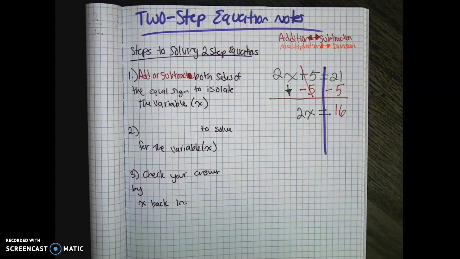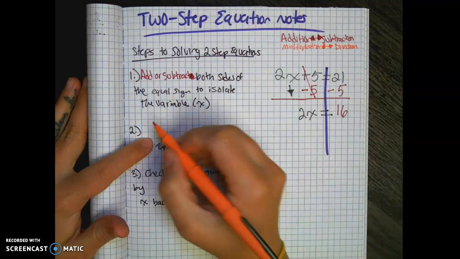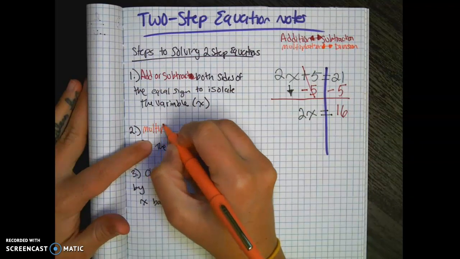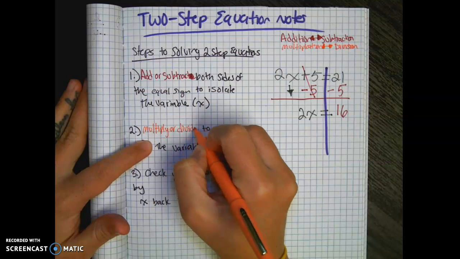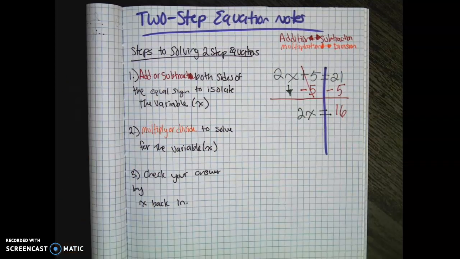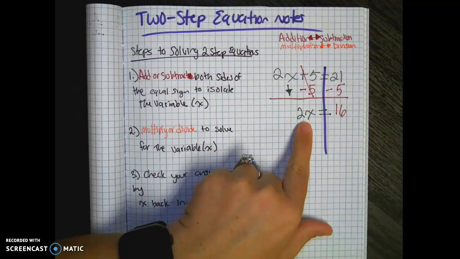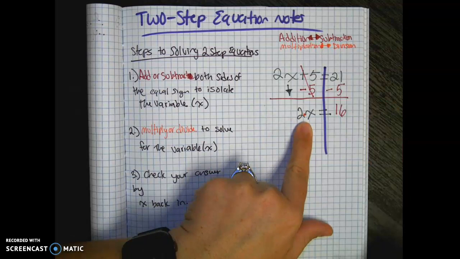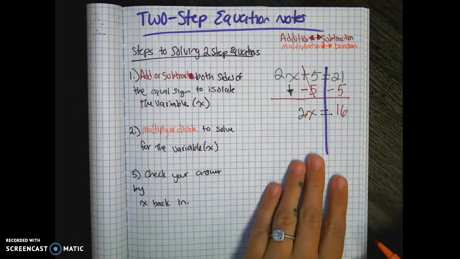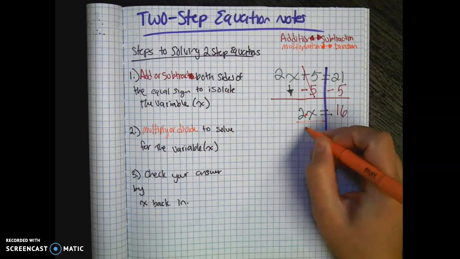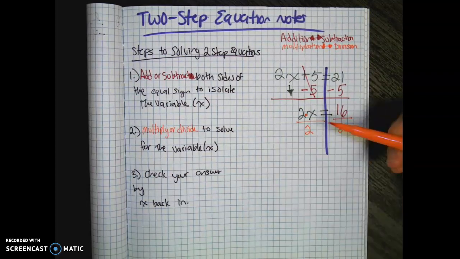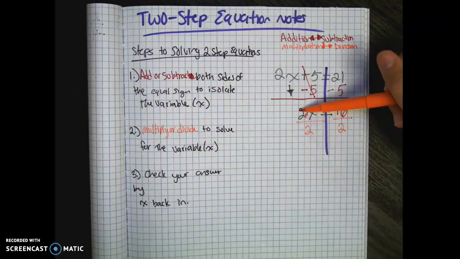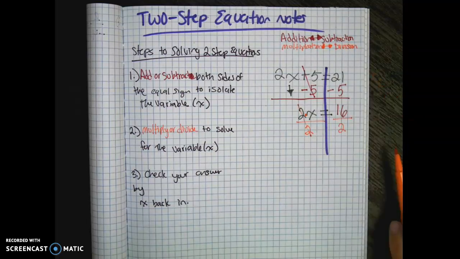Okay, the next step I need to do is either multiply or divide to solve for the variable x. So variables could be H, Q, L, M, any letter of the alphabet can be a variable. So remember that if these two are next to each other, it means multiplication. So I need to do the opposite of multiplication, which is division. You can also think about it as if they're married, and the opposite of marriage or multiplication is divorce or division. So both of these, 2 divided by 2 is going to give me 1.